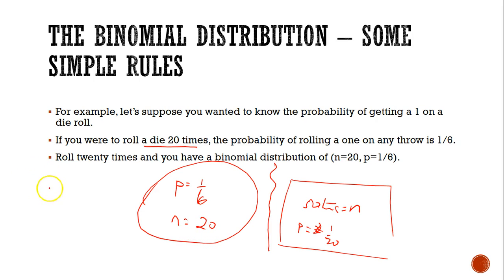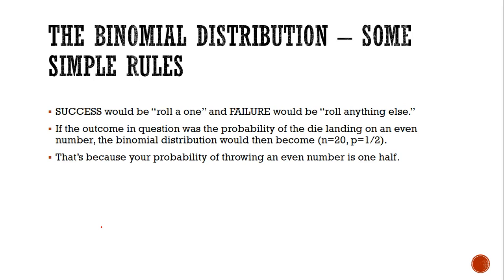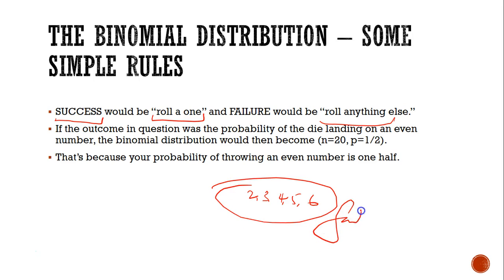I could toss a coin up several times. My P will always be a half, and N will be the number of times I toss the coin, right? Just to emphasize, success would be when I was rolling the die, rolling a 1, and failure would be rolling anything else, right? So rolling a 2, a 3, a 4, a 5, or a 6, that would be failure. Only when I roll a 1 would be success. And those are my 2 camps, the 1 and everything else.